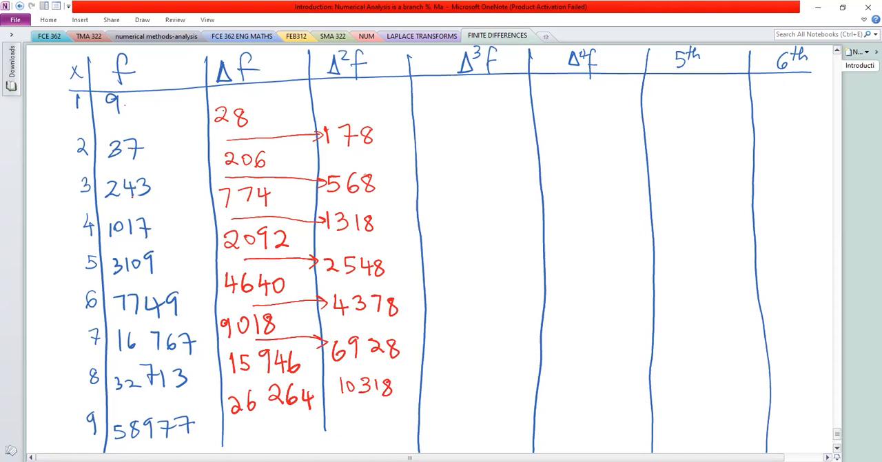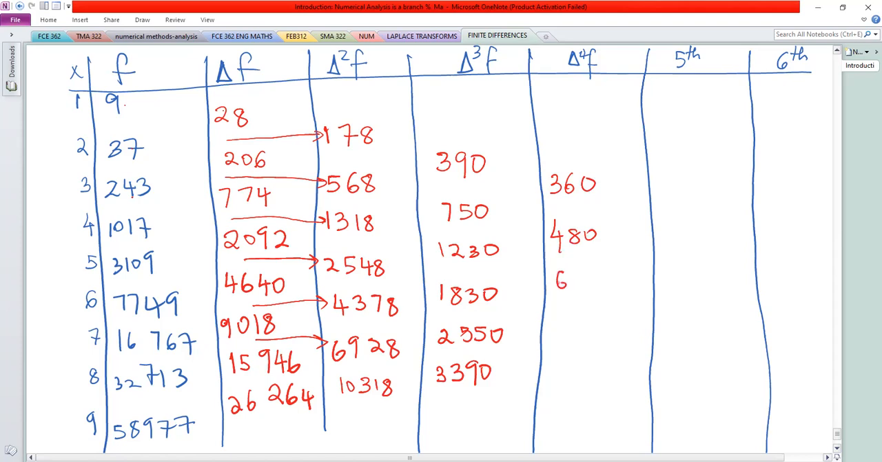Our next one will be 568 minus 178, we get 390. And next will give us 750. Next we get 1230. Next difference we get 1830. Next difference we get 2550. Next difference we get 3390. And then next one, 750 minus 390 will get 360. And next will be 480. Next will be 600. Next will be 720. And next will be 840.